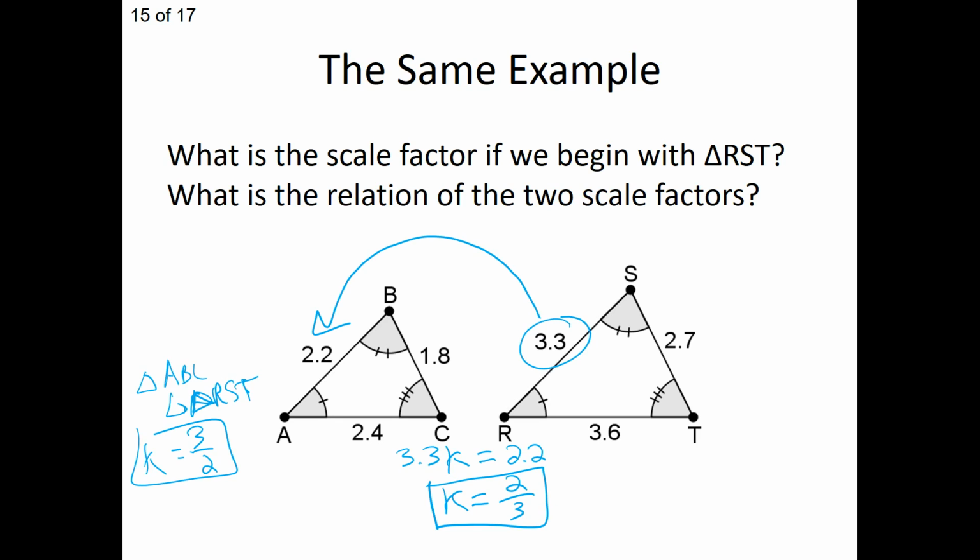So as it turns out, no matter which direction you pick, the scale factor in the other direction is simply going to be the reciprocal of the one you just found. So if I started off with 3 over 2, then I know the reciprocal for my other direction is going to be 2 over 3. And that's the neat little pattern that we find within our scale factors.